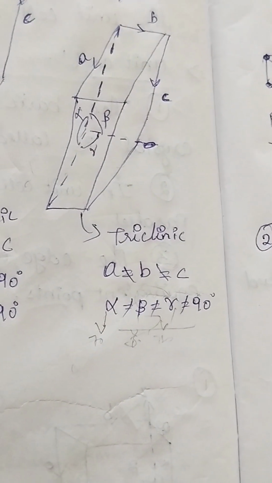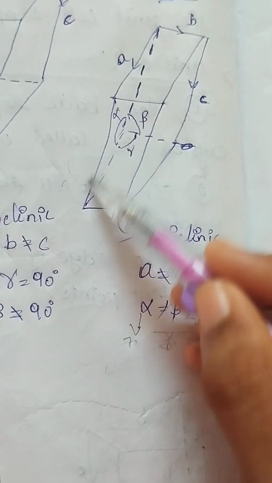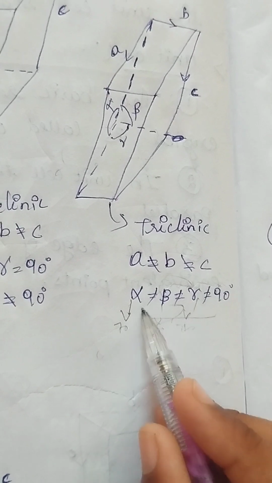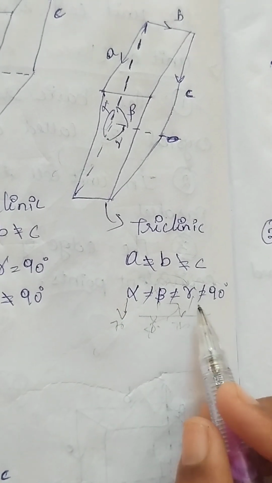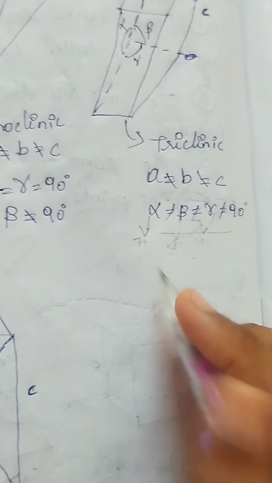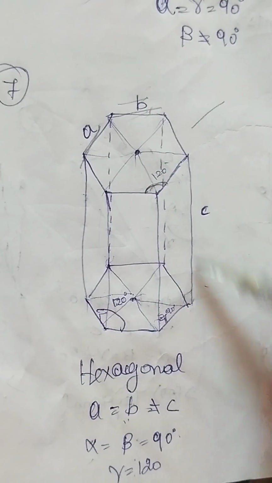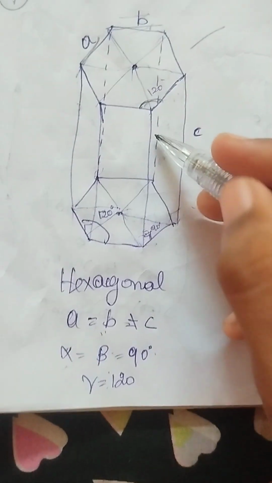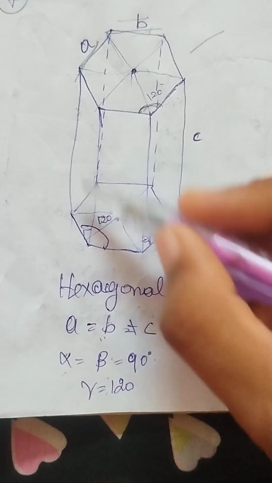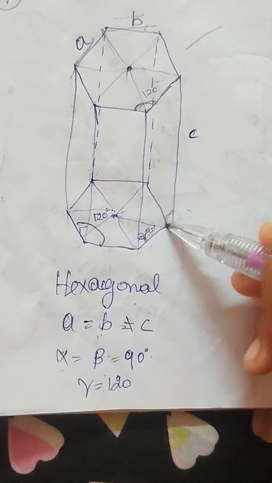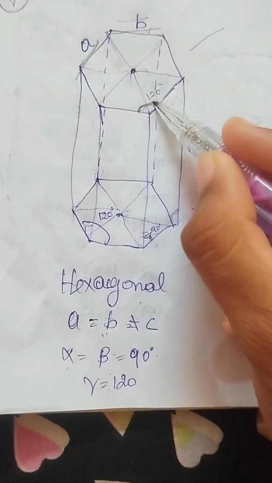In triclinic, the three edges are not equal and the three angles are also not equal. For example, alpha is 70, beta is 80 and gamma is 90 or 120. These are not equal to each other. And in hexagonal, the edge lengths A, B are equal but C does not equal them. Alpha, beta are 90 but gamma is 120.